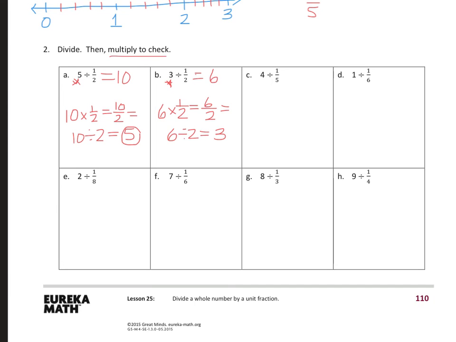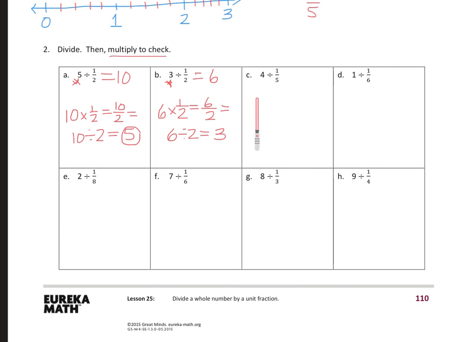All right. Hopefully you're seeing some patterns. I'll explain on the next one what the pattern is. So now we got on this one 4 divided by 1/5. So think of it. You had 1 cracker and you divide them up by fifths. Well, how many pieces would you have? You would have 5 pieces.